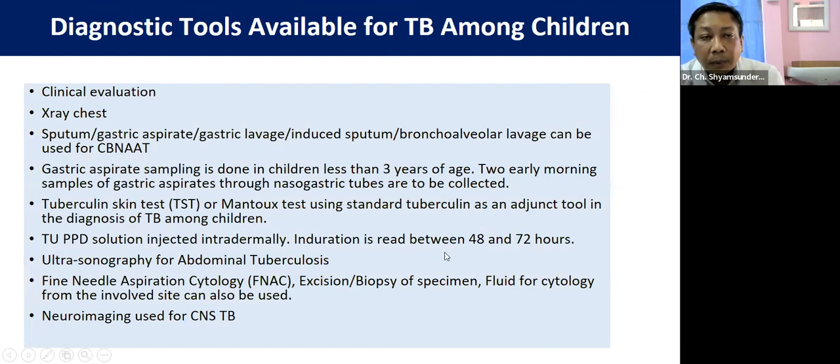What are the diagnostic tools available for TB among children? First, we have to do a thorough clinical evaluation. Then we order an X-ray. Then we can take samples for sputum, gastric aspirate, gastric lavage, induced sputum, or bronchoalveolar lavage, which can be used for CBNAAT. Usually 2 samples are sent.